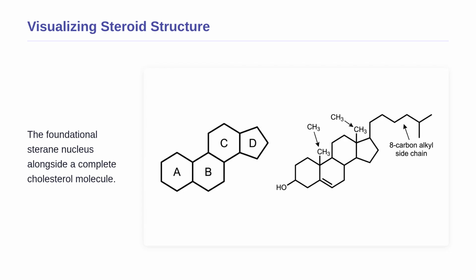This is a complete cholesterol molecule. You can clearly see the same 4-ring core, but it has been modified. There is a hydroxyl group attached to the bottom left, a double bond in the second ring, 2 small methyl groups pointing up, and a long, flexible 8-carbon tail extending to the right. This visualizes how a basic core becomes a specific functional molecule.